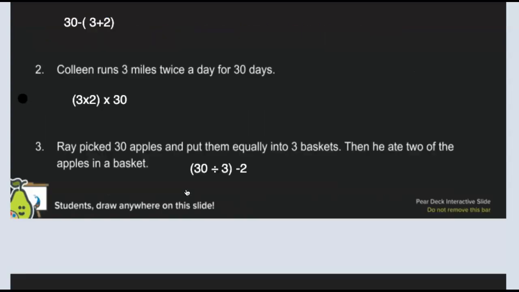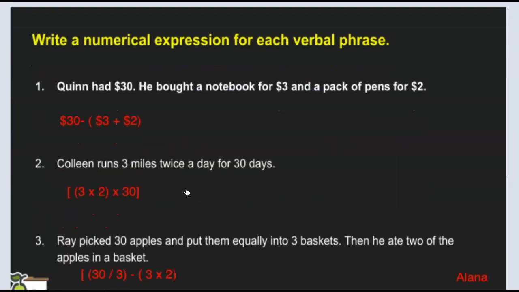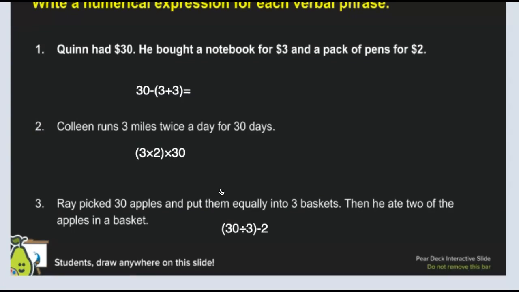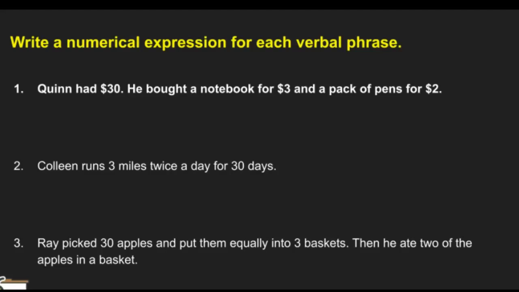3 to the power of 2 times 30 and 3 times 2 times 30. Because it just says twice, right? 3 miles twice a day. So it's just times 2, not to the power of 2. All right, so a little review of that one, writing expressions, we're good. So let's proceed to our next one.